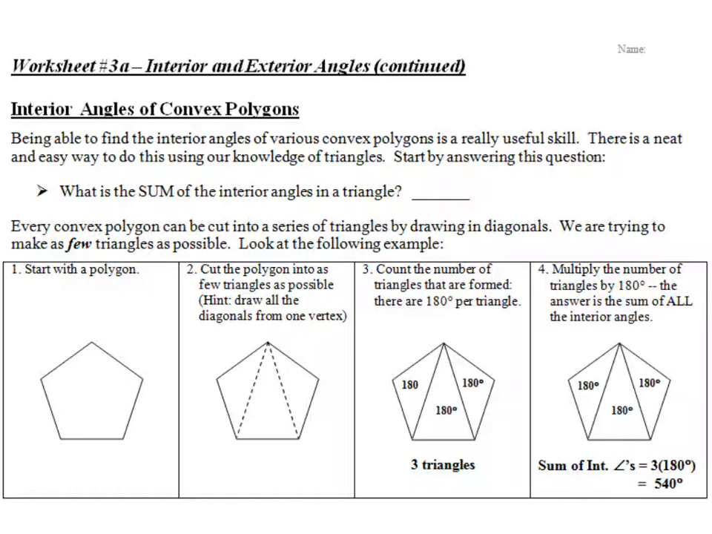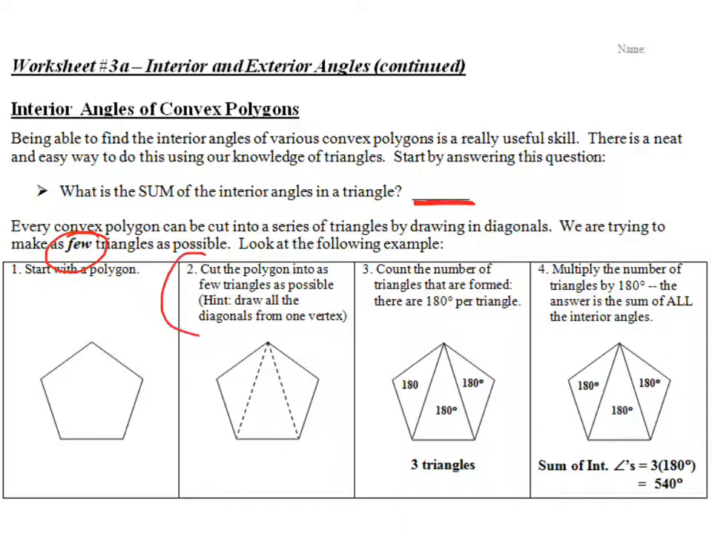And so it says, start by answering this question. What is the sum of the interior angles of a triangle? Well, I certainly hope that you know what the answer to that is, so I'm not going to answer that part for you. On the second part, though, it teaches us the method. It says, for every convex polygon, we can cut into a series of triangles by drawing in the diagonals, and we're trying to make as few triangles as possible. That's an important piece. And then you can follow this example.